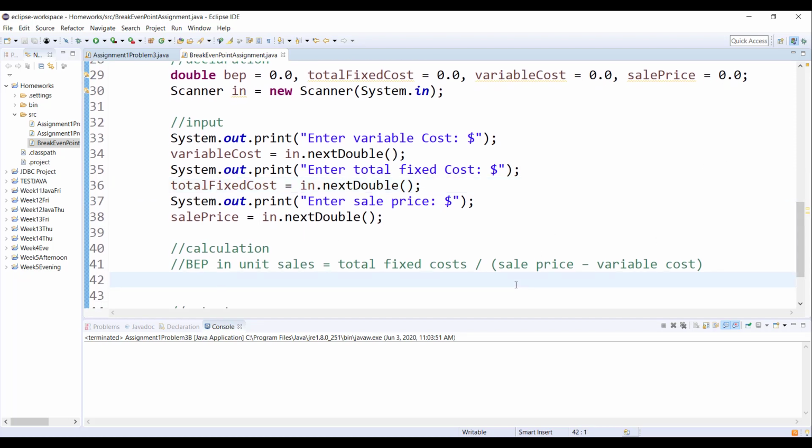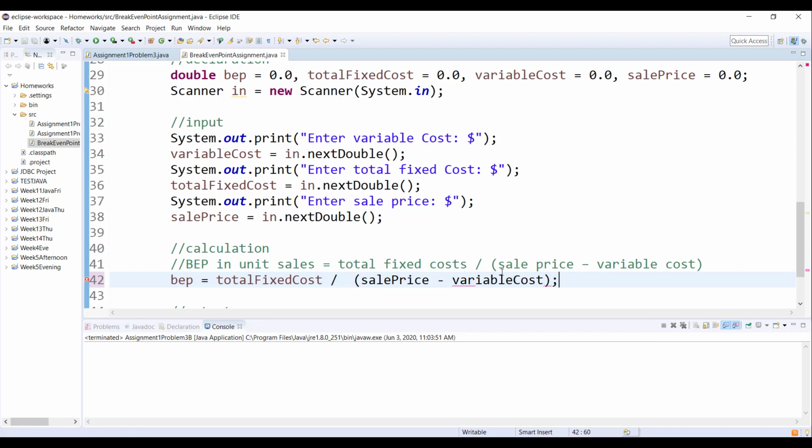Now, after making these changes, I will calculate the formula. So we now need to convert this English-like statement, which is probably written in mathematical form, into Java equivalent form. First of all, we have to use the variables that we declared. So instead of saying BEP in unit sales, we'll say BEP equals the total fixed cost, which we have as total fixed cost, divided by, we have a variable here called sale price minus the variable cost.